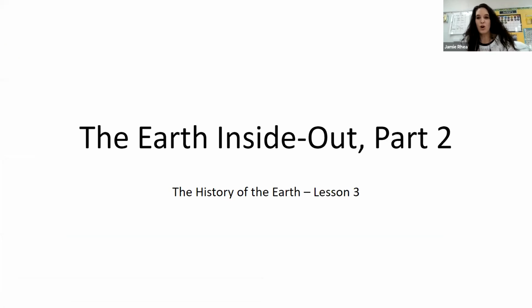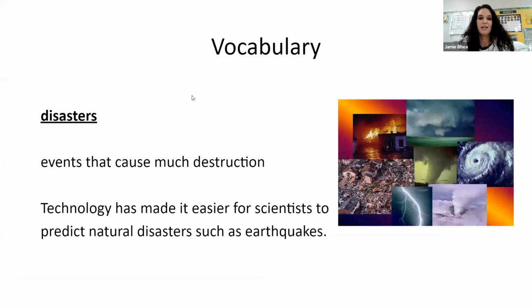Okay, so let's go over our vocabulary words that we have for today. Disaster, events that cause much destruction. Technology has made it easier for scientists to predict natural disasters such as earthquakes. Now, natural disasters that we've seen around here would include some tornadoes. We've had some really, really bad thunderstorms before. We've had flooding before. We've seen fires and things like that. So those are natural disasters that we see around here. But hurricanes are also natural disasters, and volcanoes, things like that.